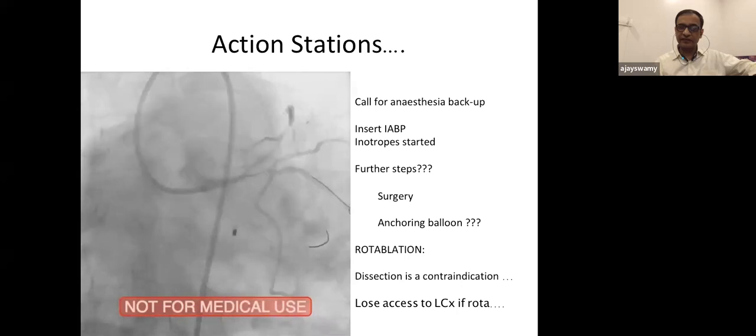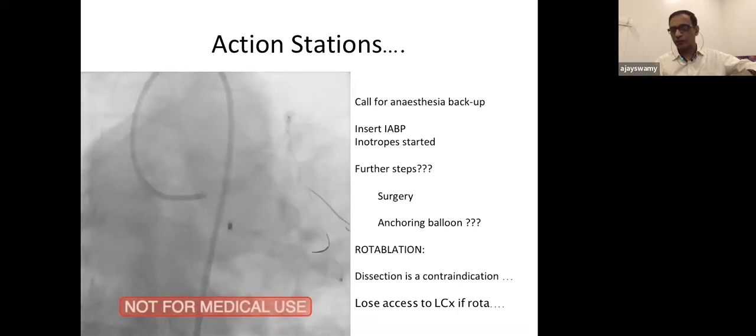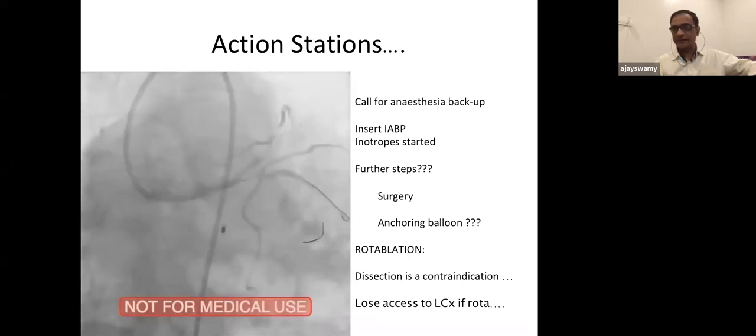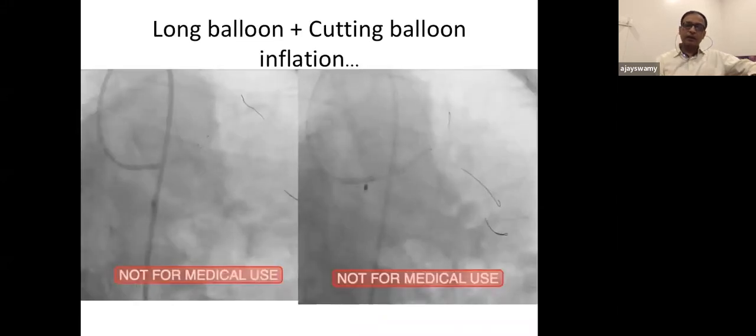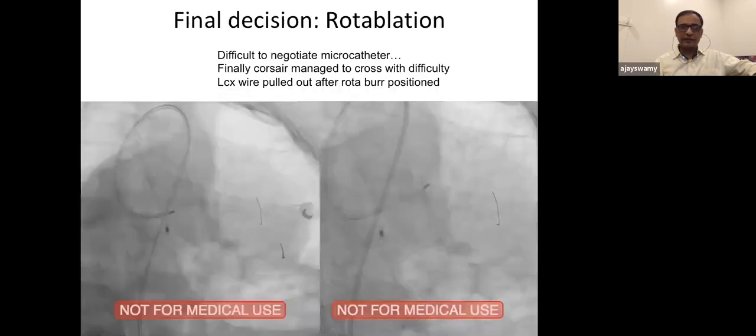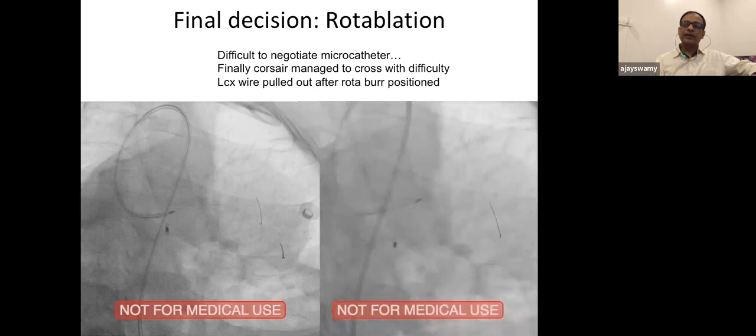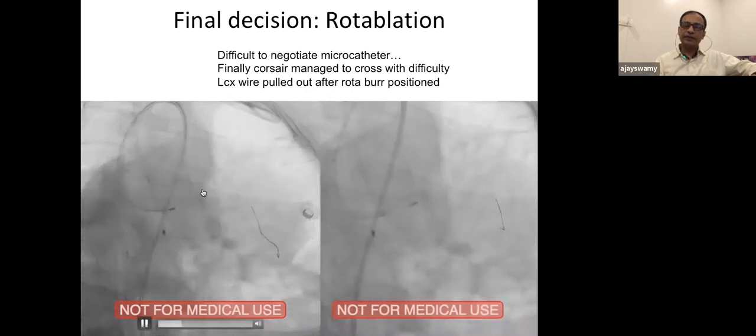Anyway, that was a decision that was made, and we were confident that we'd get through because we've done some cases like this earlier. As I said, I chose the most extreme example. So a long balloon and a cutting balloon inflation were tried, but they also didn't succeed. The stent couldn't still be negotiated. The Corsair just had a lot of difficulty in going, but finally we could negotiate the Corsair through the proximal LAD part from the left main into the LAD, and the rota wire was positioned.